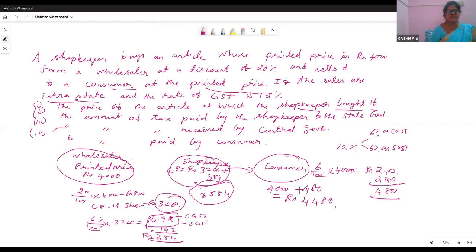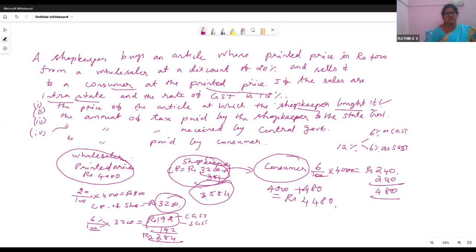So for the first question, they are asking the price of the article at which the shopkeeper bought it. In the question, they must have given whether it is the cost price or including tax. If that word comes, we'll add 384 and write. If not, the cost price is 3,200. Yes, sir. How can we identify, madam? That's why I said 3,200. It is to be included.